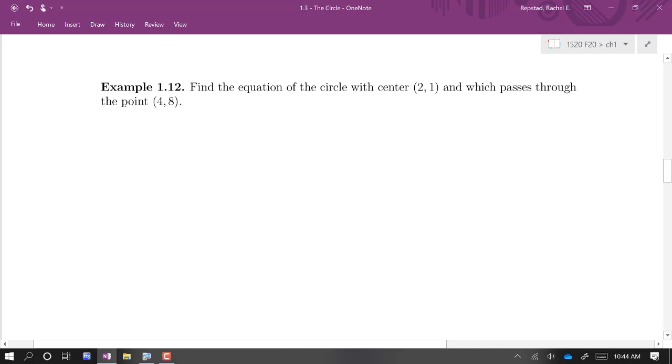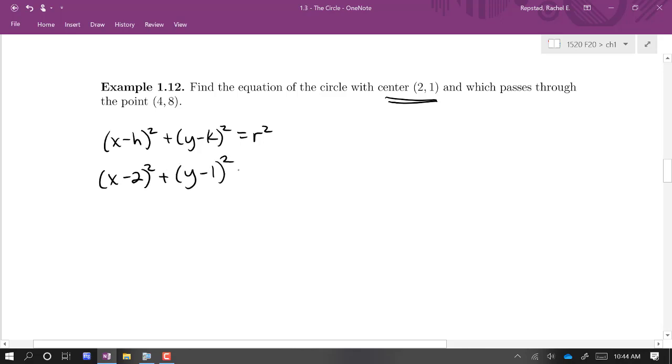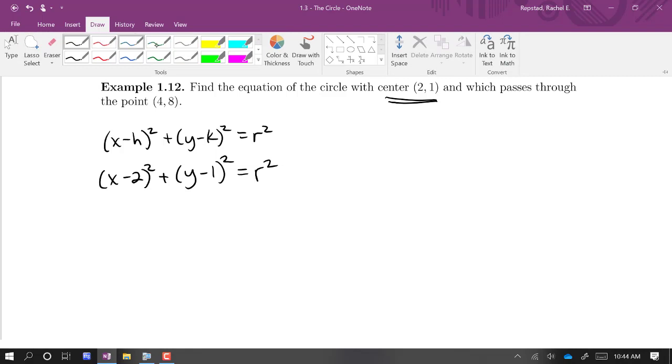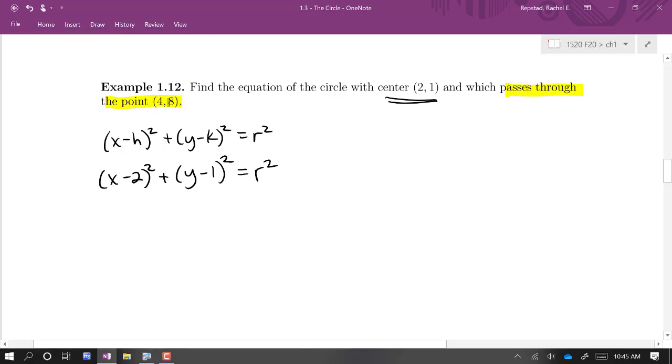It's an equation of a circle, so I know I'm going to start with something that looks like this: (x minus h) squared plus (y minus k) squared equals r squared. I know the center, right? So I can already plug that in. (x minus 2) squared plus (y minus 1) squared equals r squared. So the only thing I don't know is the radius, or the value of r squared. But I do know that it passes through the point (4, 8). So here's a big takeaway. This is going to be a recurring theme.